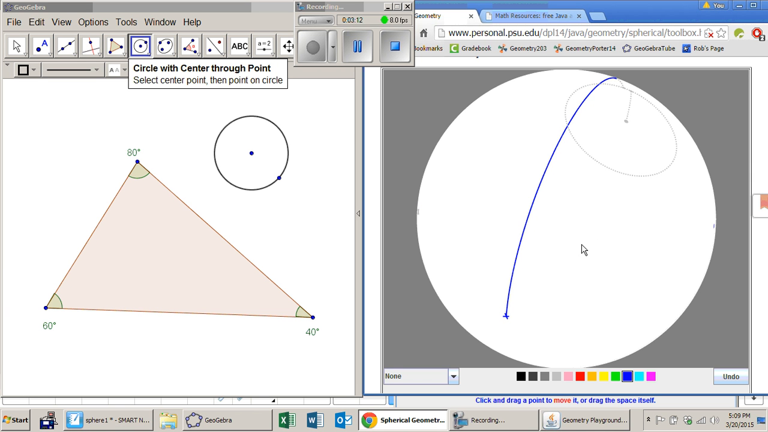So that's just a little bit of the fun stuff that you can do with spherical geometry.